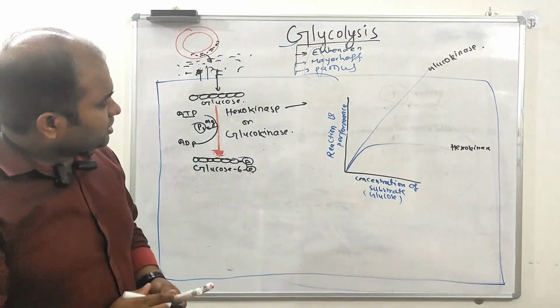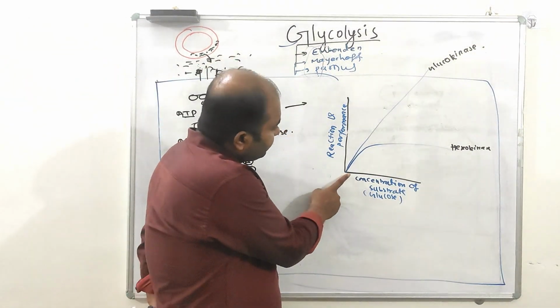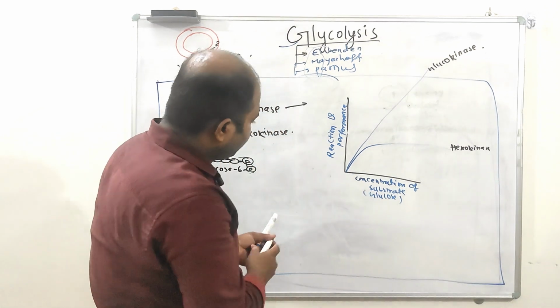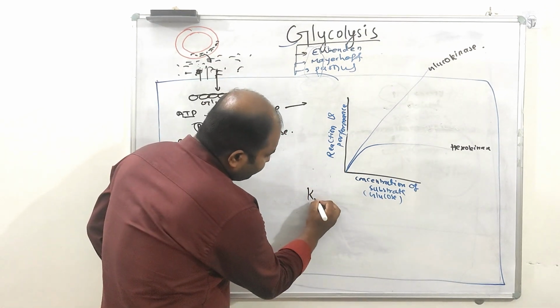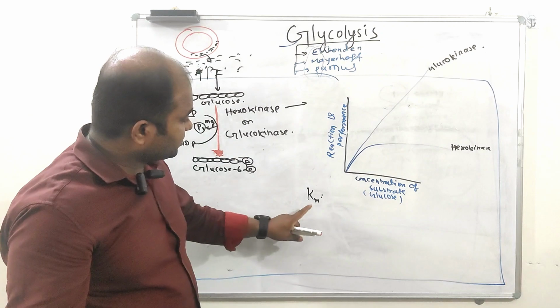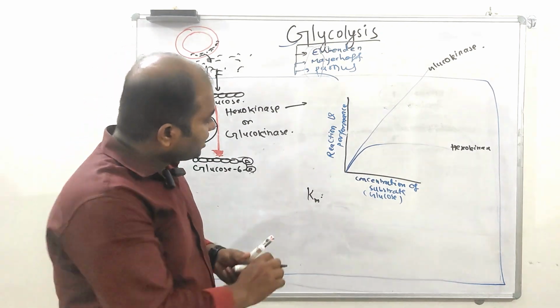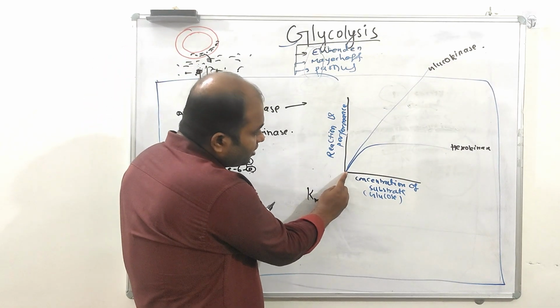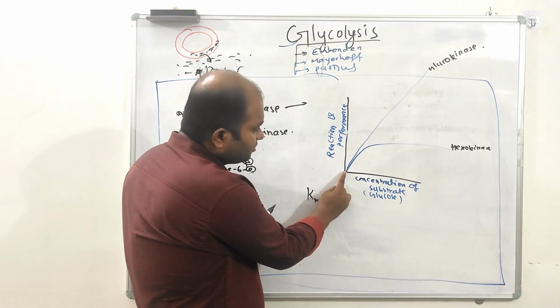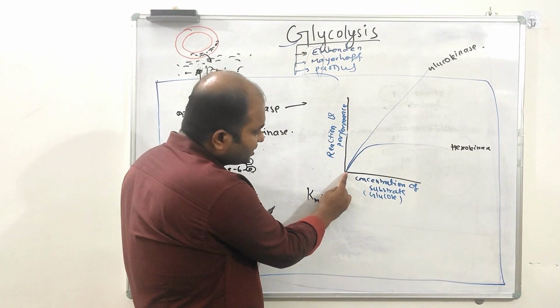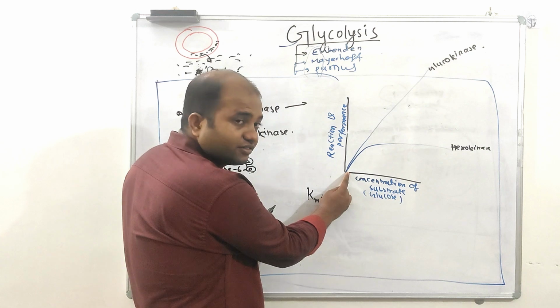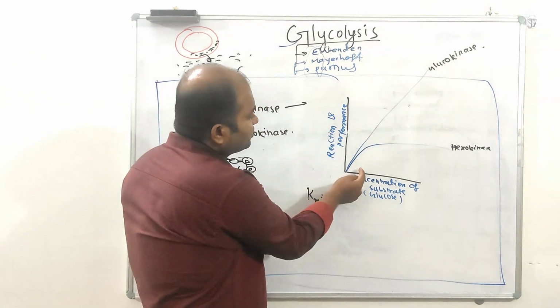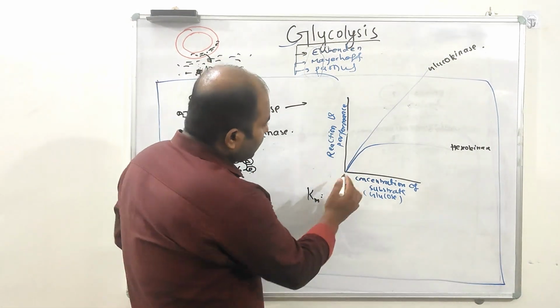Okay. Now see here everyone. It will be indicated first as Km. The performance, you just see. I'll tell what is Km. Km is the concentration of substrate, or concentration of glucose, at which the reaction velocity is half.